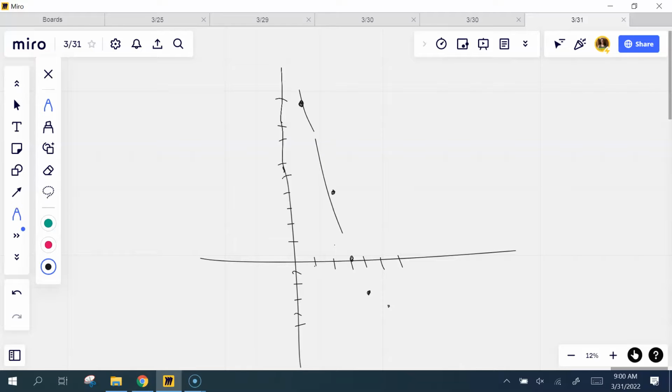If I connected these, it is technically doing something like this. This is concave up. And concave up means the slope of the first derivative is increasing, even if it's negative. So this means my first derivative is negative. It means my second derivative is positive.